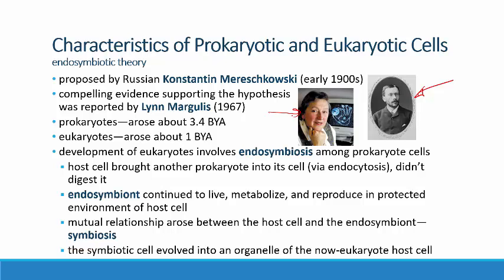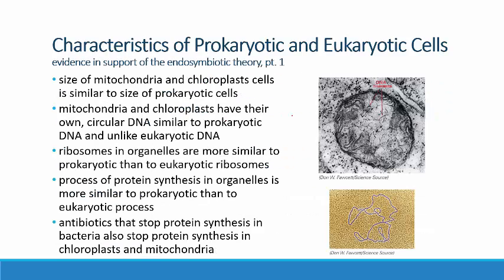And so a mutual relationship arises where both the host and the endosymbiont are living together and each receiving value from the relationship with the other organism. And over time, and with a lot of time, we're talking again, 1 billion years worth of evolution, the symbiotic cells have evolved into the organelles that we see in what is now considered a eukaryotic cell. So what are some evidence that supports this?